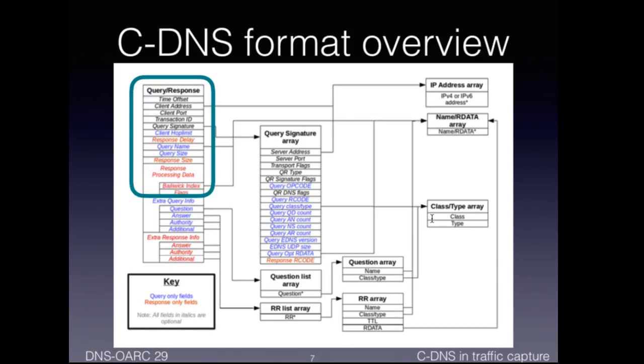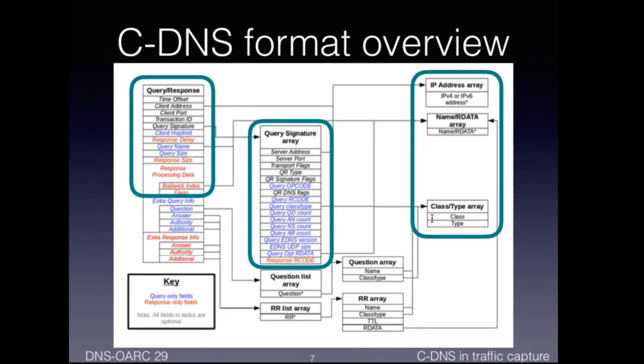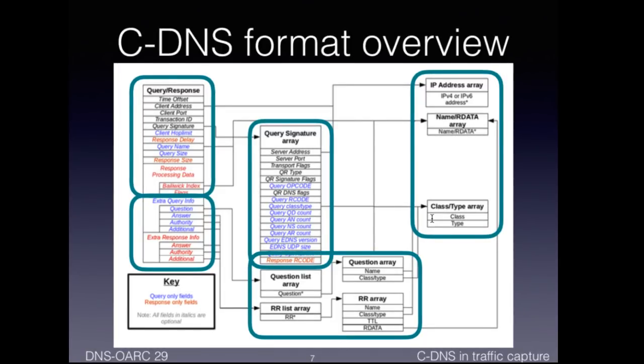The query response contains the basic query and response information. From this, we're abstracting commonly repeated items out into what we call a query and response signature. So queries which have the same signature will use the single stored copy of that signature in a cDNS file. Similarly, we common up IP addresses, names and RDATA strings, and class type information as well into separate tables. cDNS only has the option, but it is just an option, to store the full set of RRs in query and response. They, again, are a separate data item, and where we can, we common up that data.